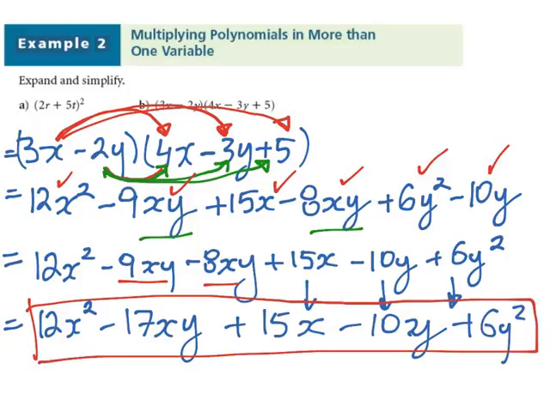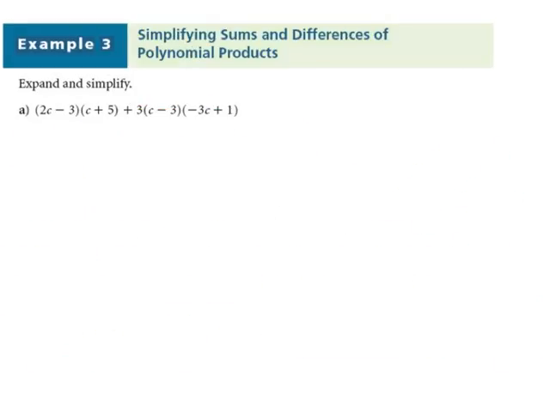Let's take a look at the next example. We're going to expand and simplify the following polynomial. So there is multiplication and there's of course also addition. So use the same rules as before. I'm going to expand by multiplying each and every term of the first polynomial by each and every term in the second polynomial.